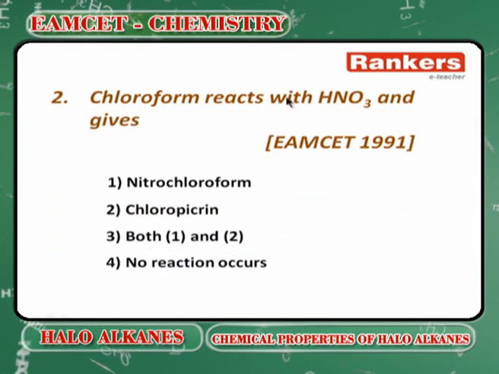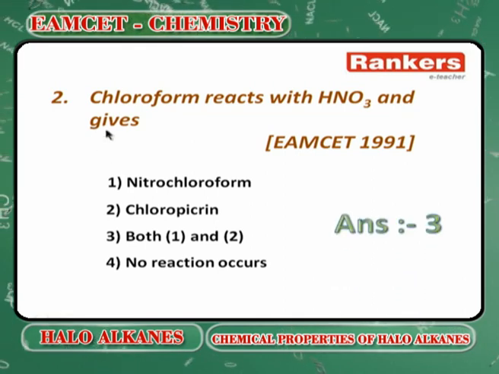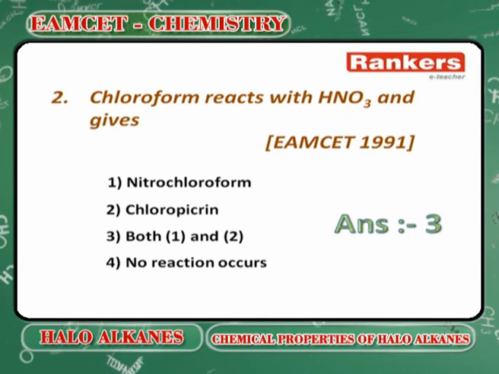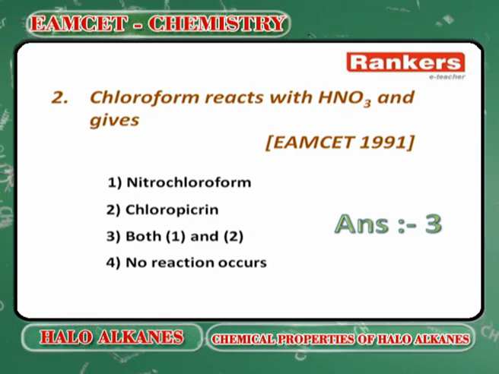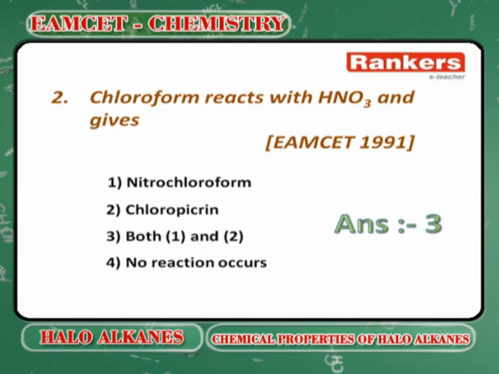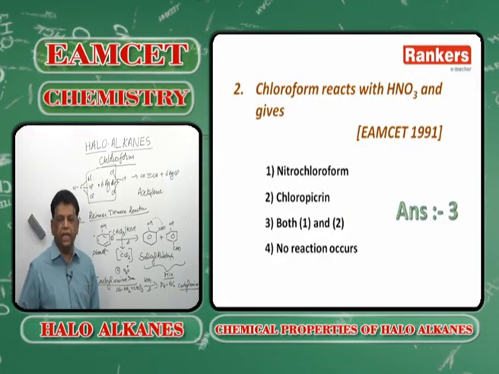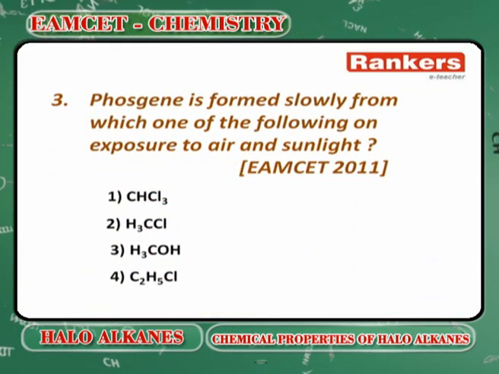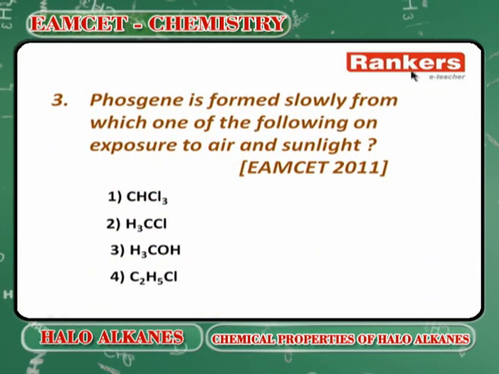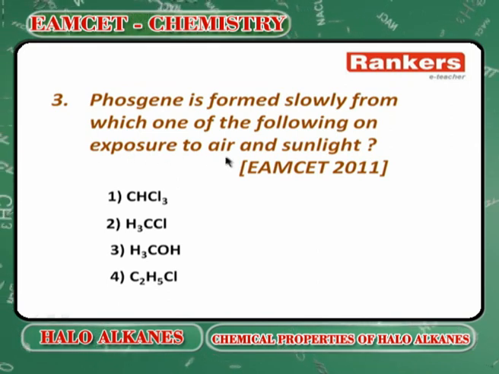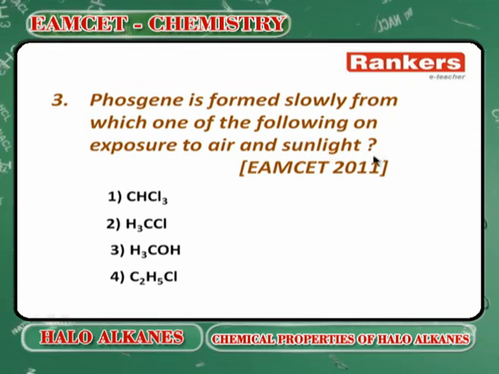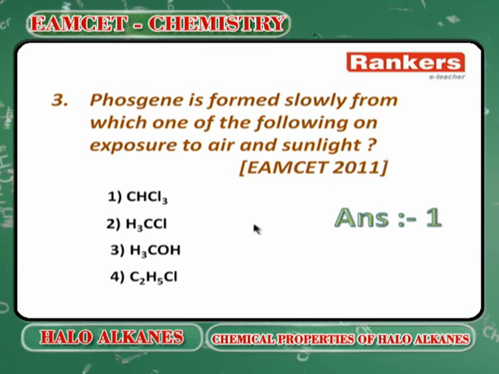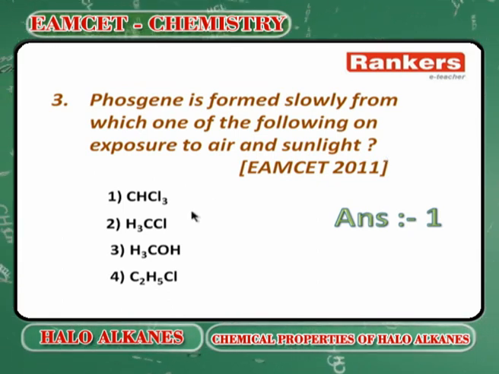Chloroform reacts with nitric acid and gives, as I said, chloroform hydrogen is very reactive, so nitration becomes very facile in this case. So nitrochloroform comes, which is also commonly called chloropicrin. Both 1 and 2 are the right answer, so the answer is 3. Next. Phosgene is formed slowly from which one of the following on exposure to air and sunlight? It is almost a repetitive question. In subsequent years, we found the chloroform is the one which gives the phosgene. Next.